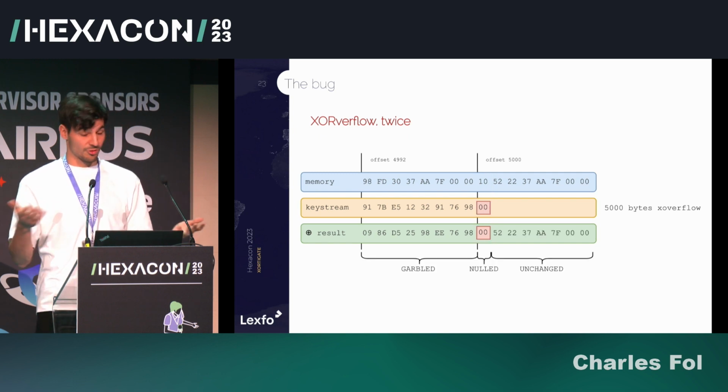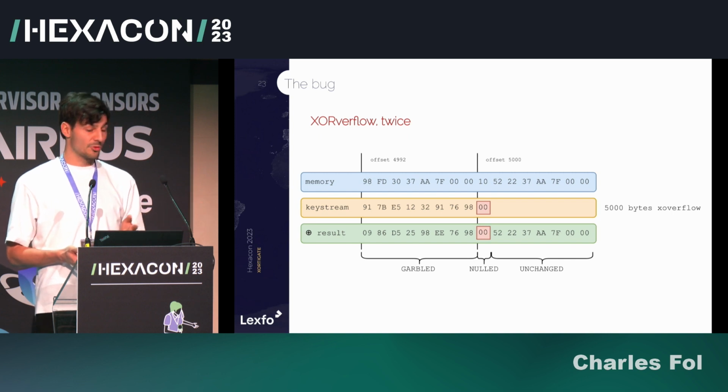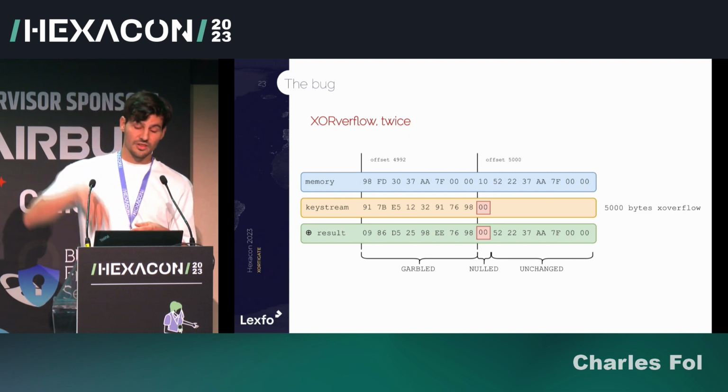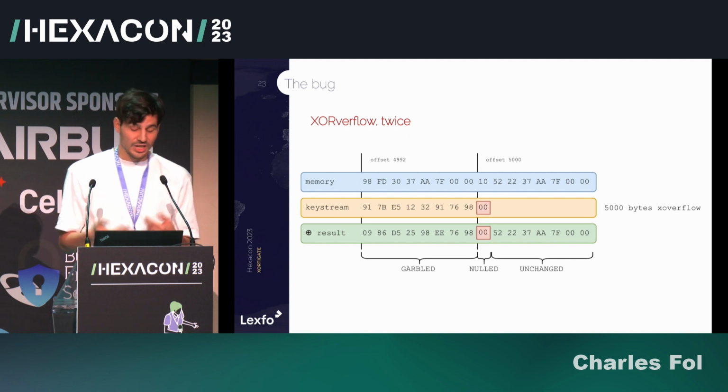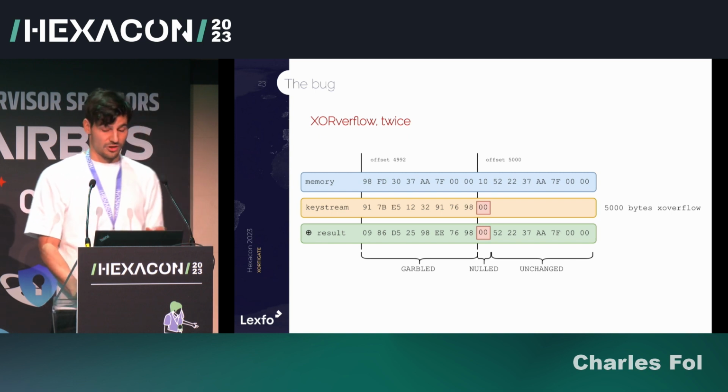So what do we have now? As I promised, on the left, garbled memory, then a null byte, and then on the right, completely unchanged memory. So it's not really exploitable like this. It looks like a pretty bad bug.